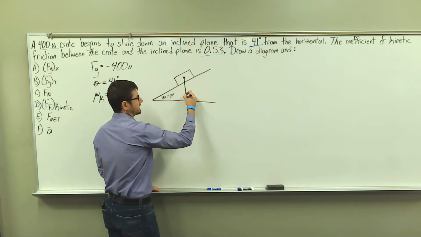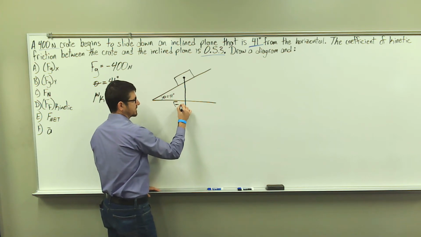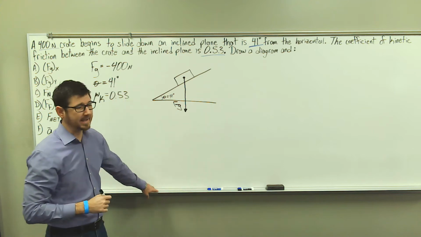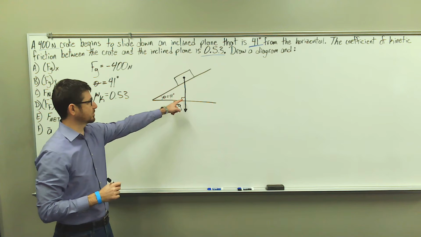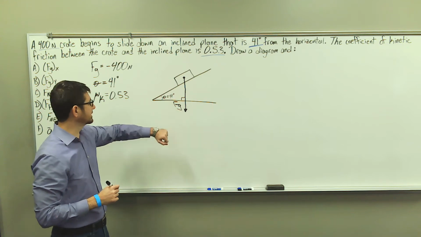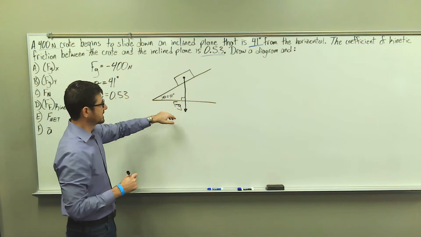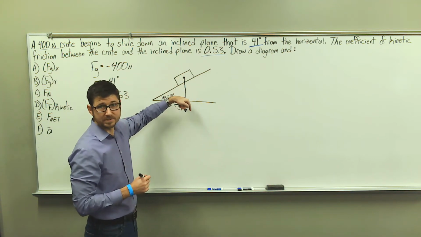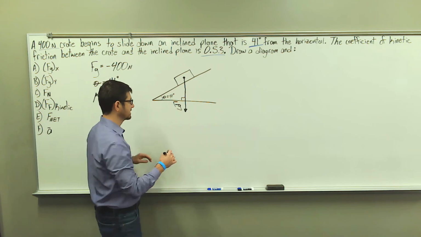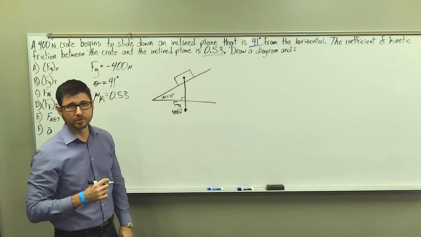So we need to draw this vector right here. It is the weight force due to gravity, identified by F sub g. It's perpendicular to the horizontal, so we have a 90-degree angle right here. And F sub g is equal to negative 400 newtons. Now we do not have to put the negative value here since our vector arrow is pointed in a negative y direction. So let's just label this as 400 newtons.